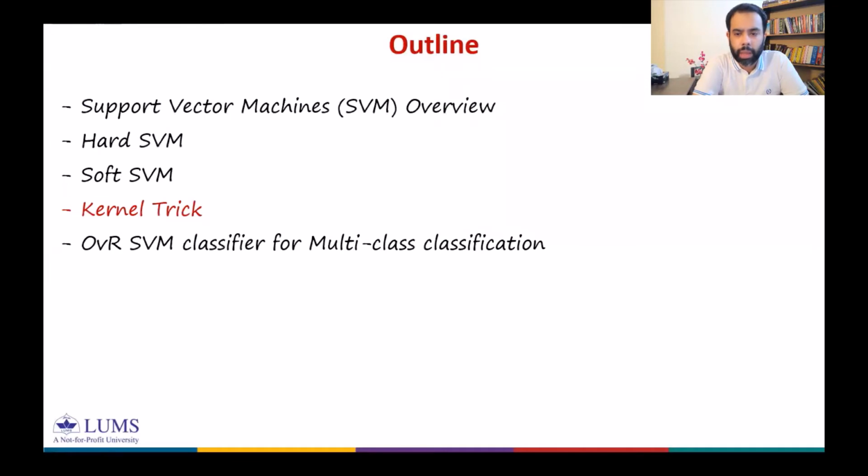We were talking about support vector machines. We have covered hard SVM and soft SVM classifiers. Today we will focus on the kernel trick that allows us to handle the classes that are not linearly separable in the feature space. The topic itself is very broad, so we cannot cover it in one lecture or one video. But the idea here is to give you a quick overview of the topic and how we can use it in SVM.